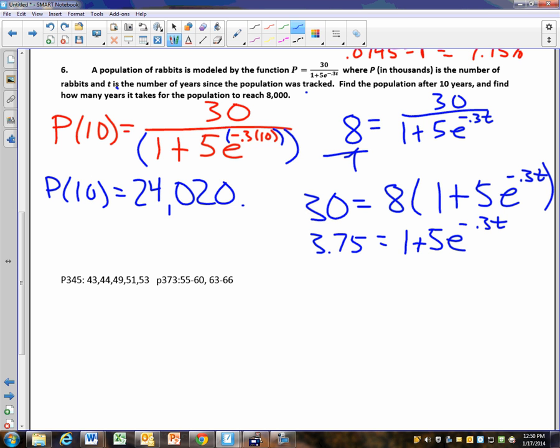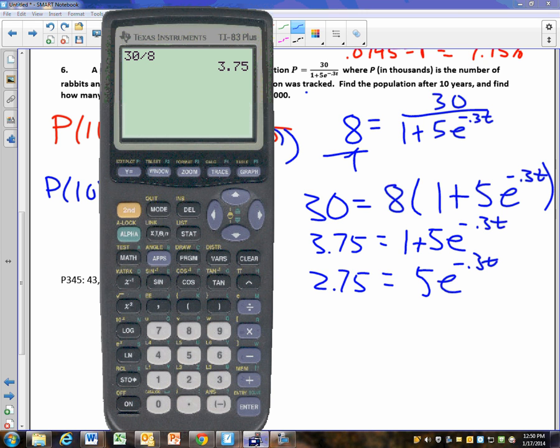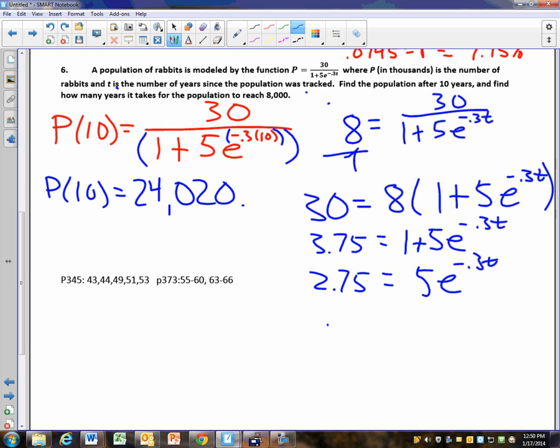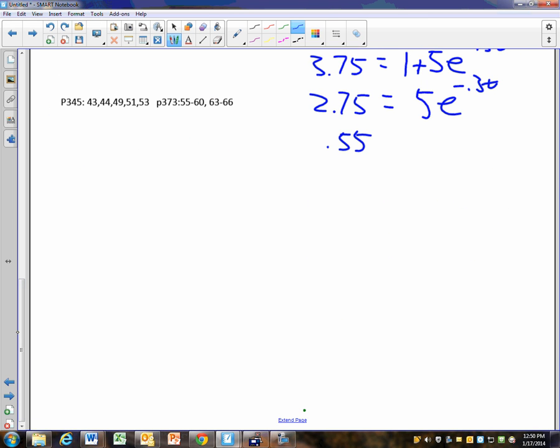Now, subtract 1. 2.75 equals 5e to the negative 0.3t. What do you do now? Divide by 5. 2.75 divided by 5 is 0.55. 0.55 equals e to the negative 0.3t. Oh no, I have to get to the variable.